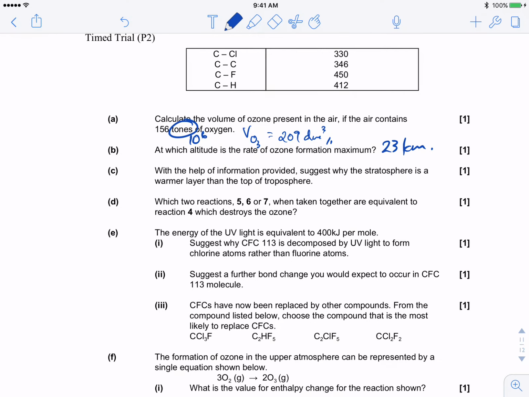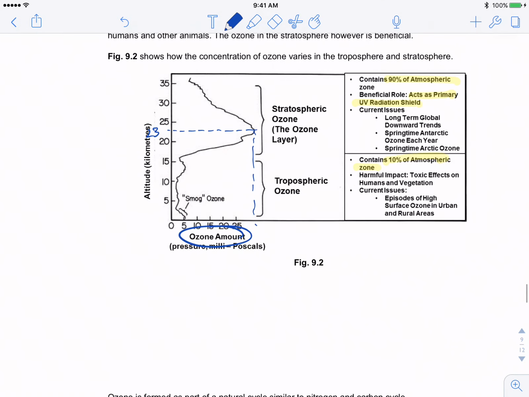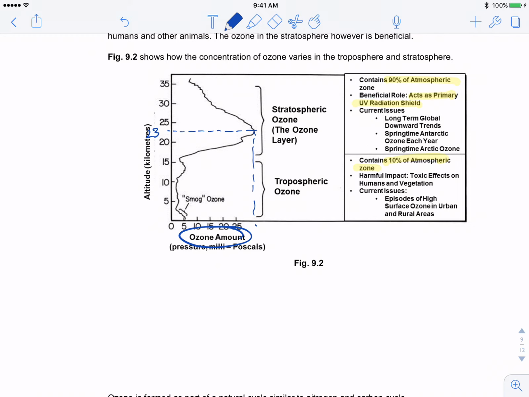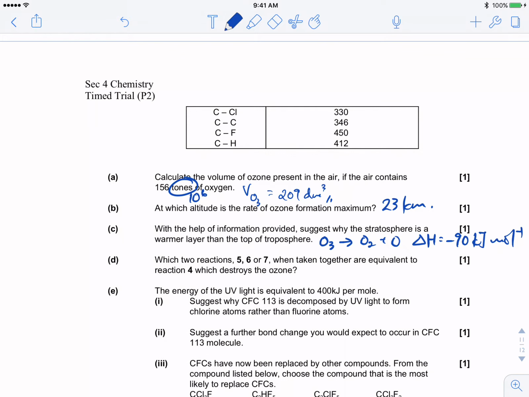Suggests why the stratosphere is a warmer layer than the top of the troposphere. Okay, because here you see that for every mole of ozone formed at the stratosphere, more ozone is present. So it is hotter because for every mole of ozone formed, it gives off delta H equals negative 90 kilojoules per mole. So it keeps giving off heat. This reaction keeps occurring and keeps giving off heat. Okay, so the higher the altitude, the faster the reaction because the greater the concentration, and therefore the stratosphere is warmer.